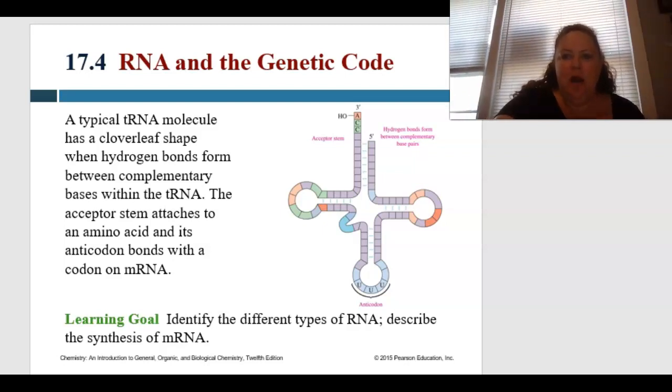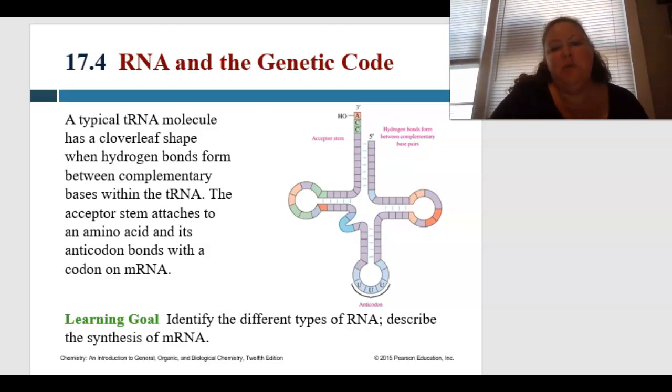Okay, so looking at RNA and the genetic code, a typical tRNA molecule has a cloverleaf shape when hydrogen bonds form between the complementary bases within the tRNA. The acceptor stem attaches to the amino acid and its anticodon bonds with a codon on the messenger RNA.